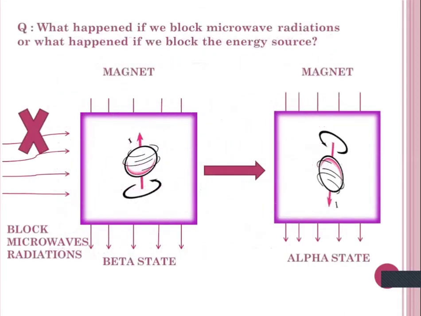Now, what happens if we block microwave radiations, or what happens if we block the energy source? If we block the microwave radiation, then electrons which are present in beta state return to the alpha state. They shift their position and the direction of the applied magnetic field and the direction of the spinning magnetic field are in the same direction.